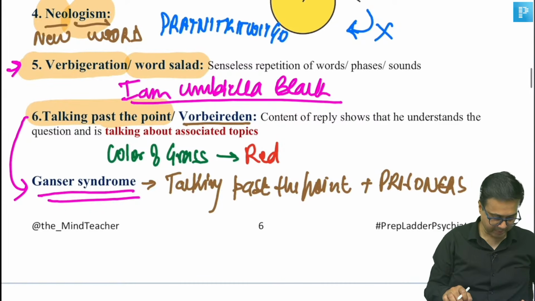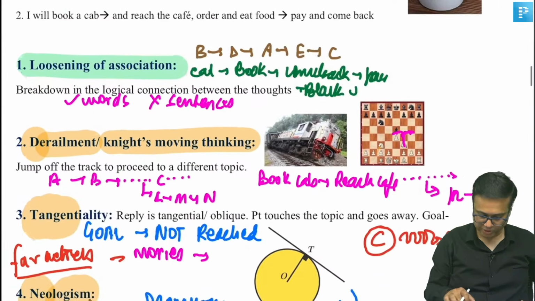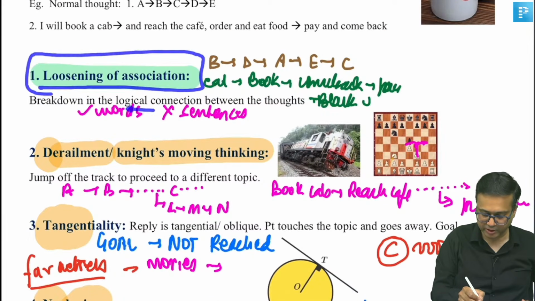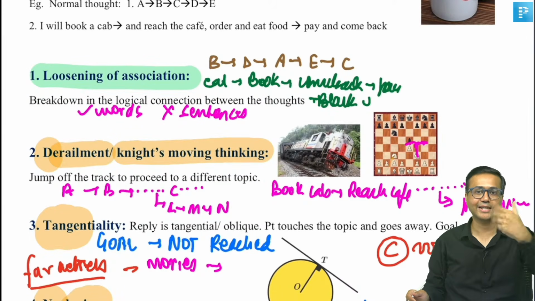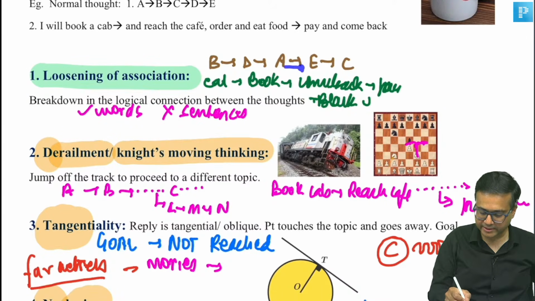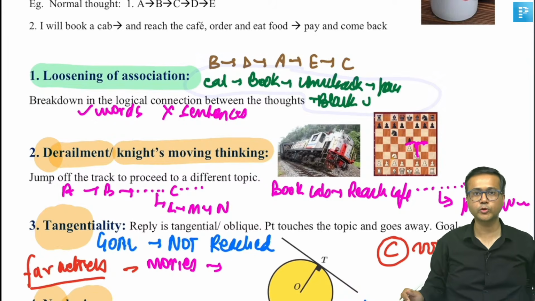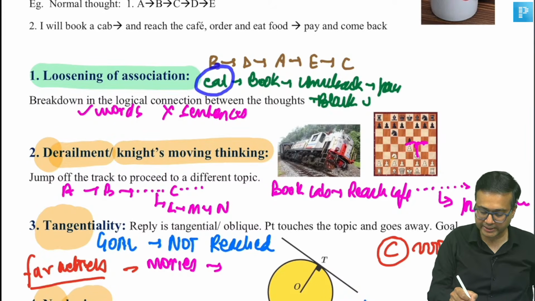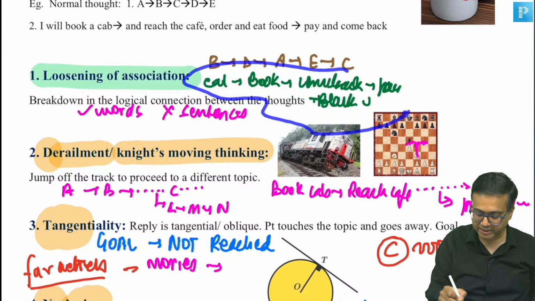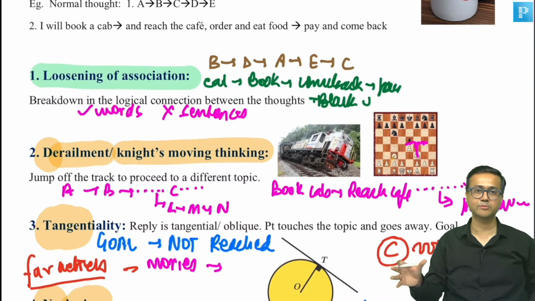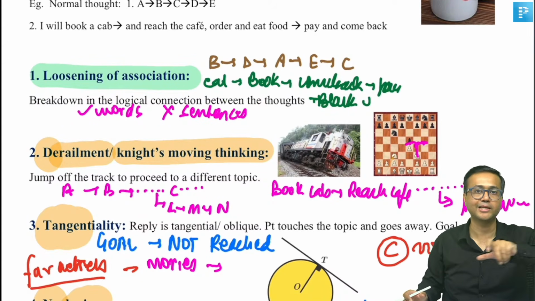Point number 1, beta, I will repeat again. Which point? Loosening of association. There is a breakdown in the logical connection. The thoughts that were logically connected initially, that logical connection is gone. For example, when I ask this person, what will you do if you want to have food outside? He is saying, sir, I will eat, I will book a cab, I will come back, I will place order black umbrella. Here you can see that words are making sense, but you are not able to understand the meaning of the sentences.